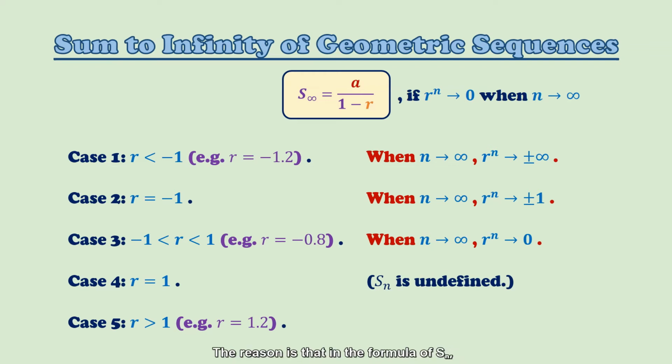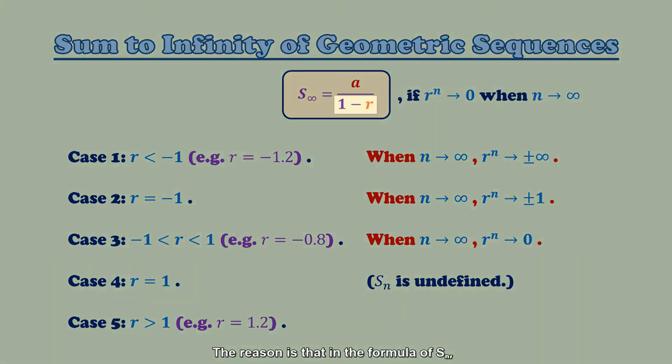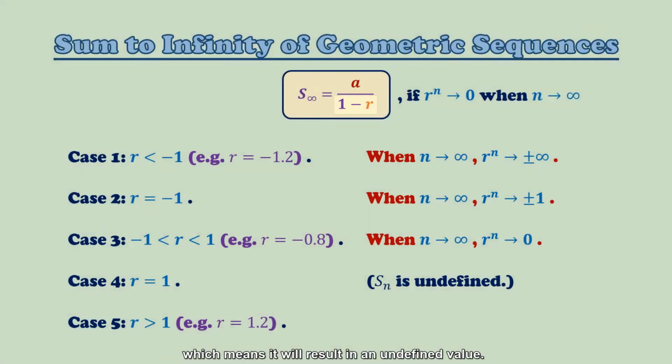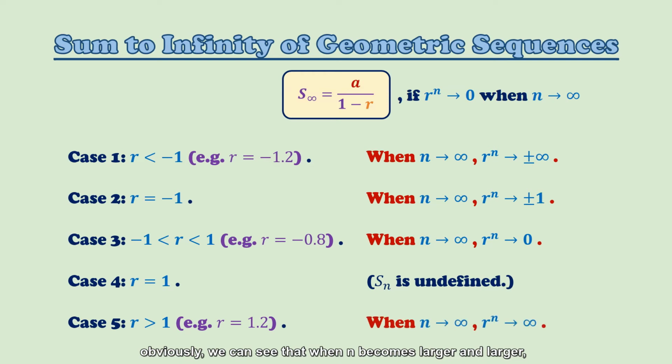The reason is that in the formula of Sn, the denominator is 1 minus r. When r is 1, the denominator will be 0, which means it will result in an undefined value. For the last case, case 5, when r is greater than 1, for example when r is equal to 1.2, obviously we can see that when n becomes larger and larger, the value of r to the power n will also become larger and larger.